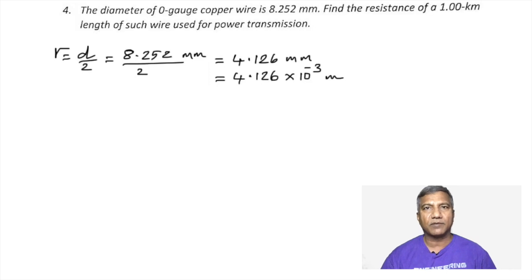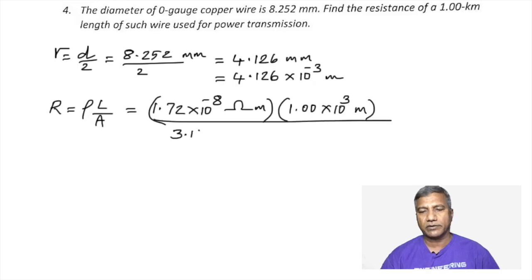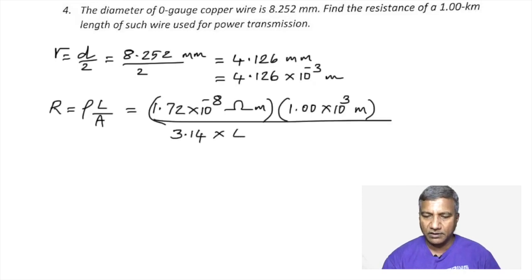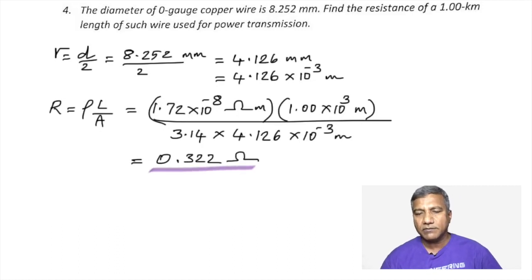Length is given in kilometers, we got to change it into meter. And then the area of cross section is pi r squared, because the cross section is circular. The area of a circle is pi r squared. I think I forgot to square it, so it has to be that squared. I did the calculation properly, but I forgot to square it. So that's how we do this question.